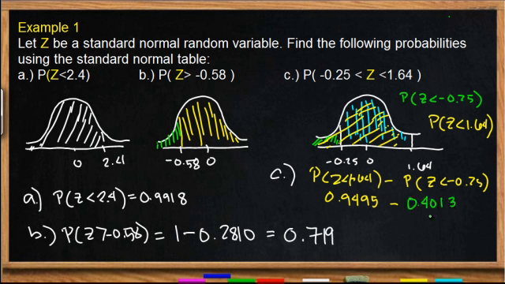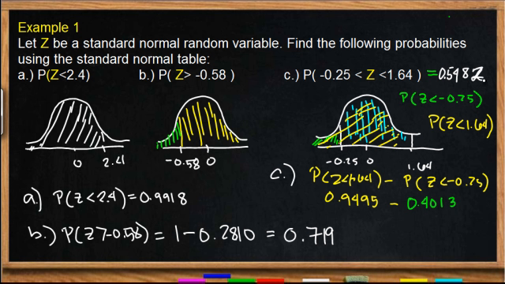0.4013. And therefore, the answer in letter C is equal to 5 minus 3, that's 2. 9 minus 1, that's 8. 4 minus 0, that's 4. And 9 minus 4, that's 5. And the answer is 0.5482. And the answer must be a number between 0 and 1.